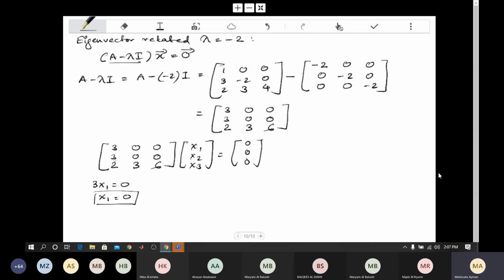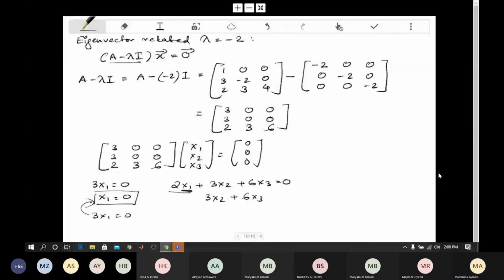The next one is the same again. We have 3 times x1 is equal to 0, so x1 is equal to 0. So that leads to the same thing. And then we have 2 times x1 plus 3 times x2 plus 6 times x3 is equal to 0. So replacing x1 by 0, the whole 2 times x1 is equal to 0, so we can just delete that. And we'll have here 3 times x2 plus 6 times x3 is equal to 0.